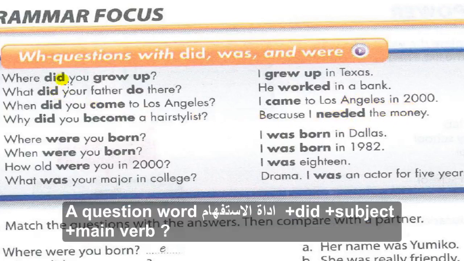So here we use did in the question. Question word: where, what, when, why. Then did, then the subject, then the main verb in the infinitive: grow up, do, come, become. This is WH questions with did.